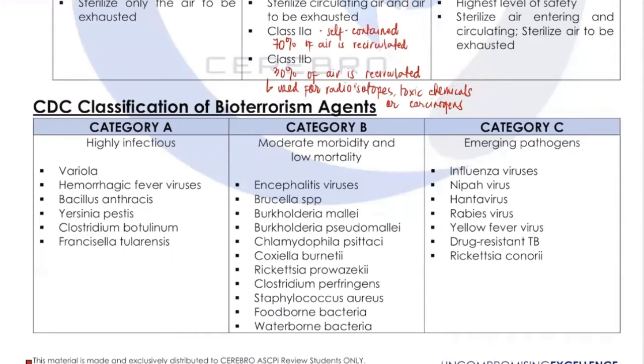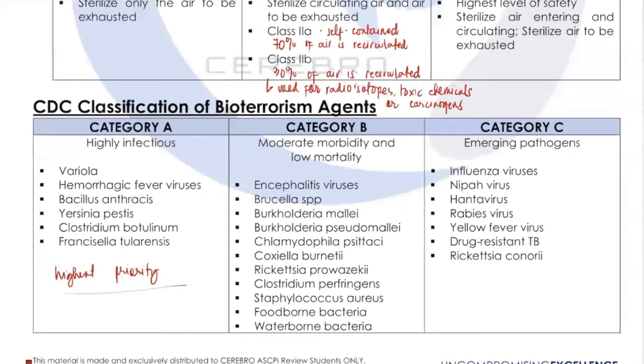So pag sinabi natin category A, ito yung mga highly infectious na mga bioterrorism agents. And of course, since they are highly infectious, they are the ones that are given with highest priority. Okay, the one given with highest priority. So that includes variola, hemorrhagic fever viruses, Bacillus anthracis, Yersinia pestis, Clostridium botulinum, and Francisella tularensis.